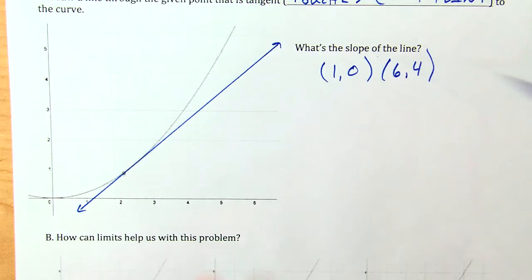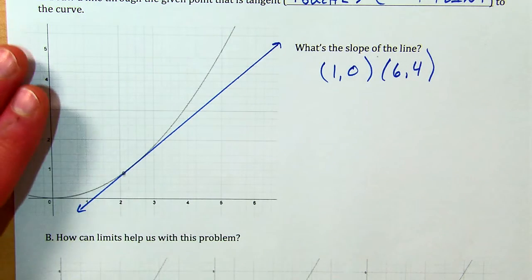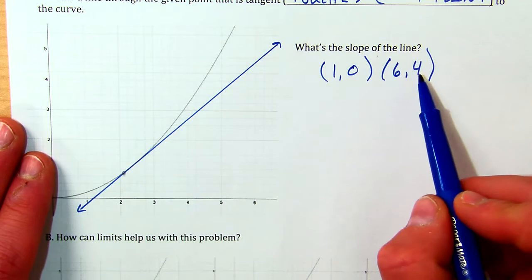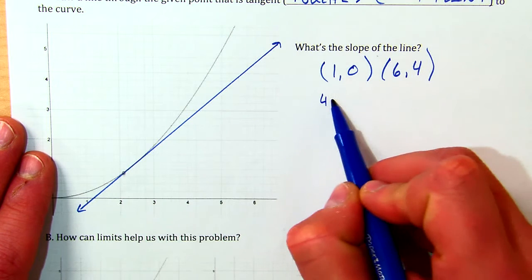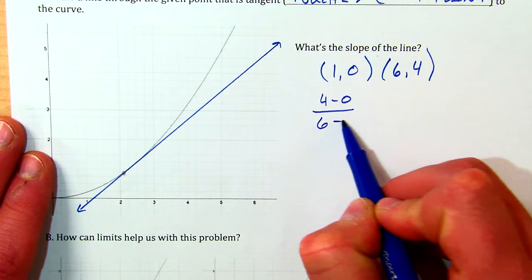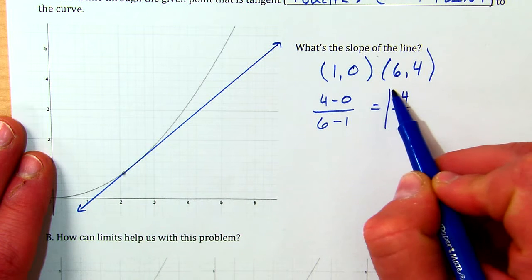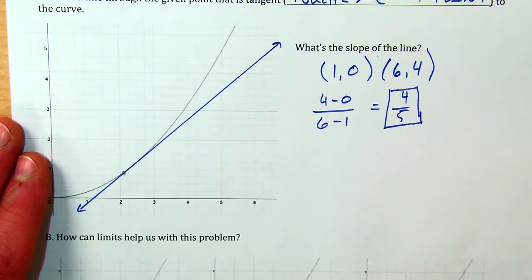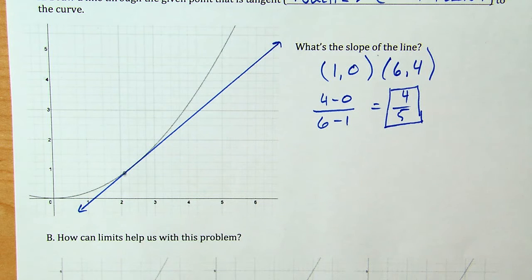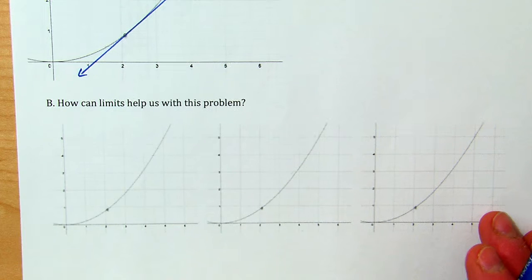Close enough. So if I wanted to estimate the slope of this line, I'm going to go 4 minus 0 over 6 minus 1, like that. And we get 4/5 for a slope. If you have a different slope, no big deal. That's actually part of the problem: mathematicians try to figure out what is the actual slope. If you eyeball, you're going to get one answer, I'm going to get a different answer, and who knows who's right. What can actually help us with this is our limits, and that's what we've been studying.